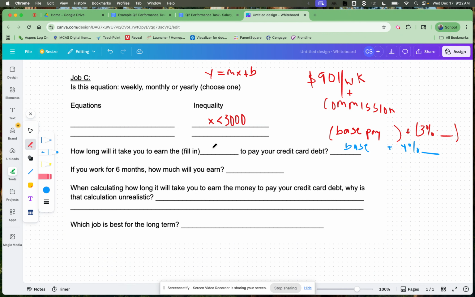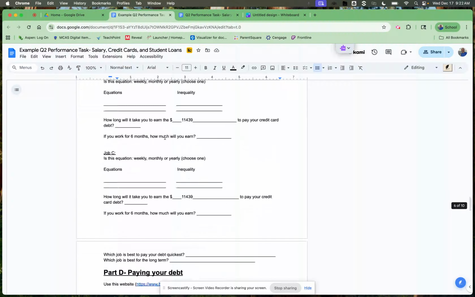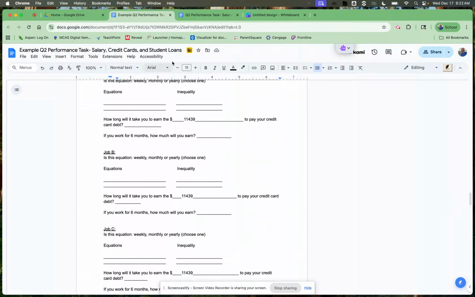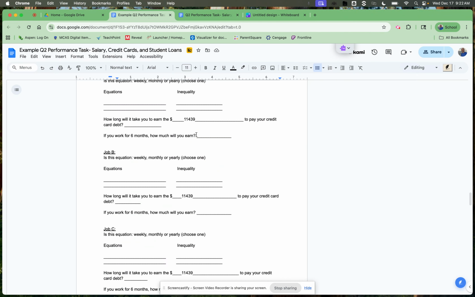And so for my debt, I got to make sure I write in my debt. My debt is $11,439, so I got to write that in. And so this equation is going to give me my weekly pay. So all this is going to be my weekly pay. So I can figure out exactly what I'm going to earn in my weekly pay, assuming I am average. You've already done this. You already know your average pay.